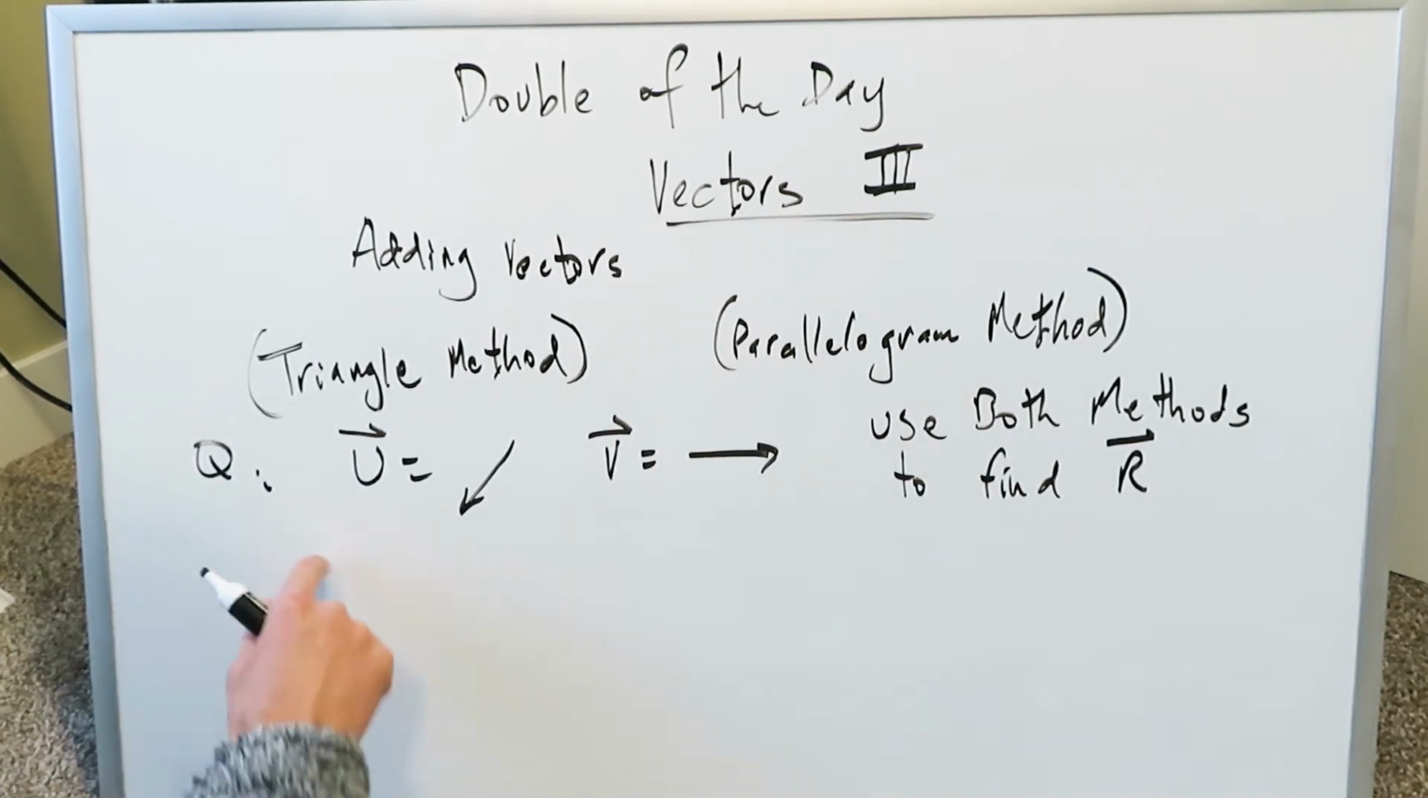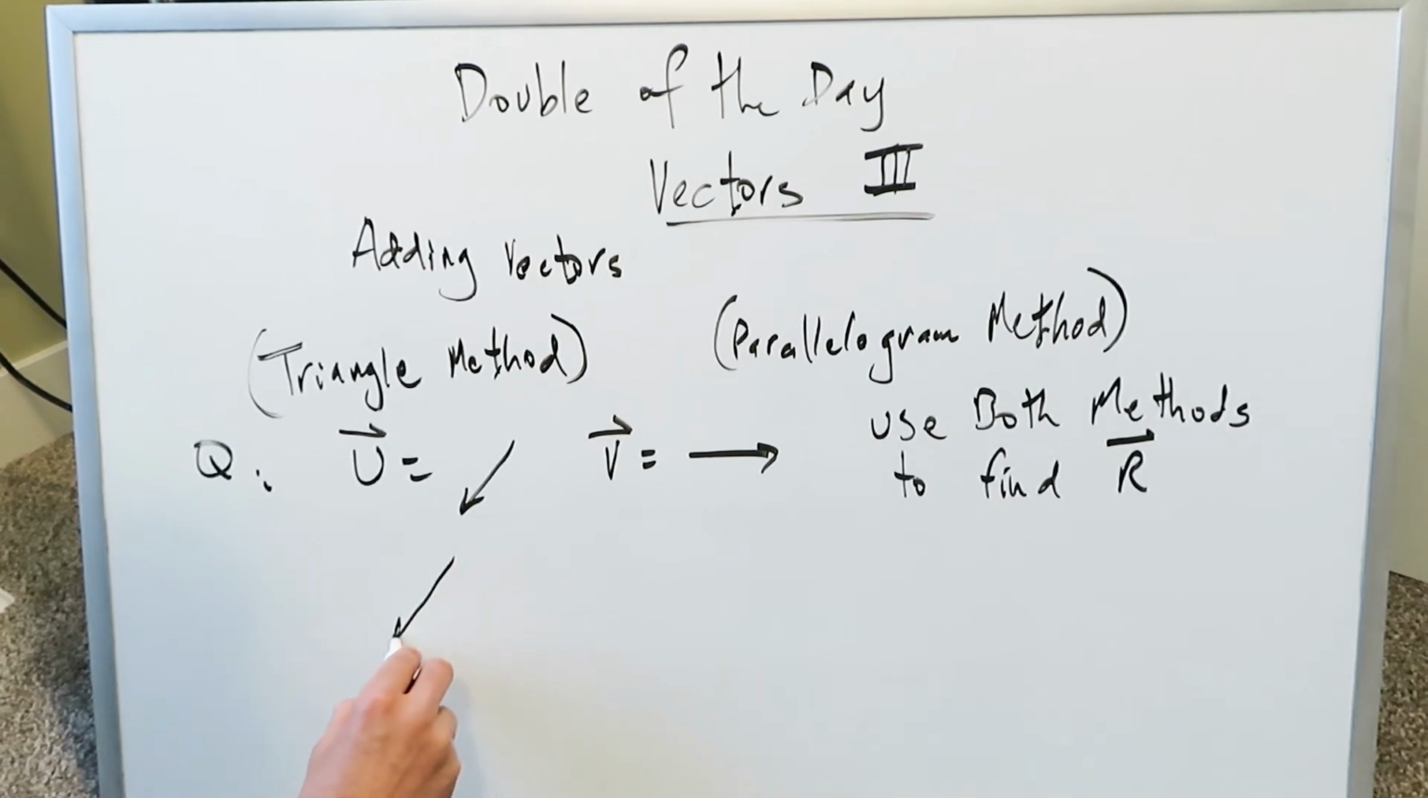To do the triangle method, you draw the U vector first exactly as you see it. Then from the tip of the U vector, you're going to draw your V vector exactly as you see it with the same dimension. That's your V vector. Then from the beginning of your U vector to the tip of the V vector, you connect it, and that right there is your resultant. The triangle method is complete because you've ended up with a triangle.